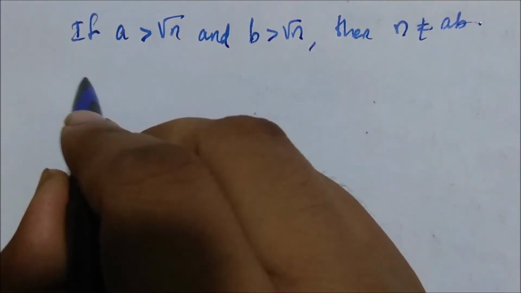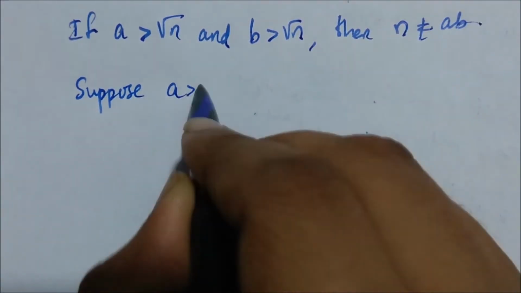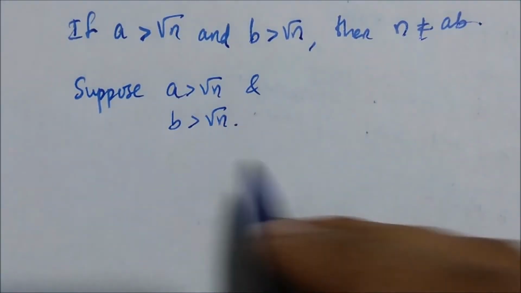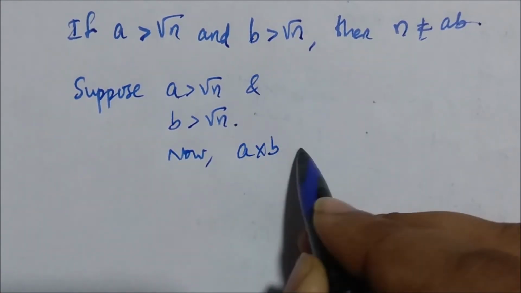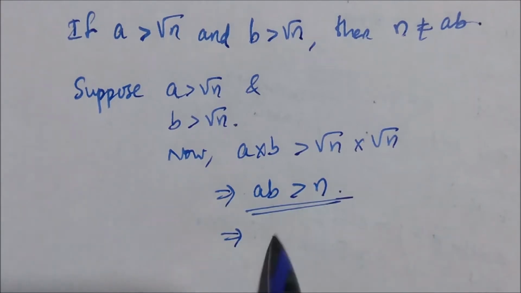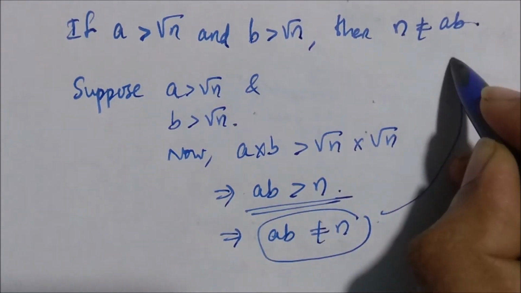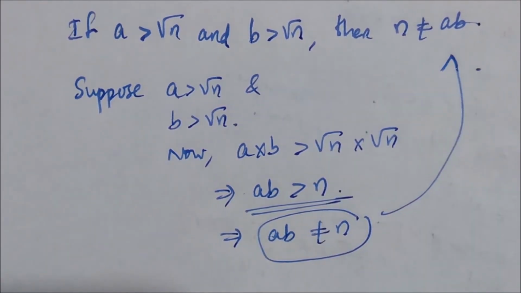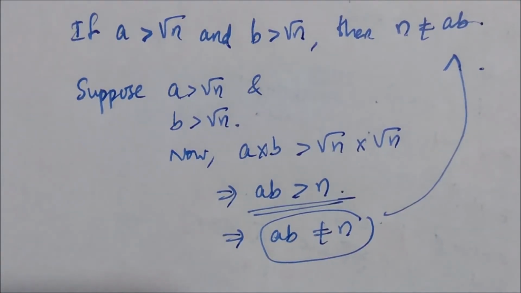Alright, so if A is greater than root N and B is greater than root N, then A into B will become greater than root N into root N, which means AB is greater than N, and which definitely means that AB is not equal to N. And hence we prove the statement not Q implies not P, which means that P implies Q is true.